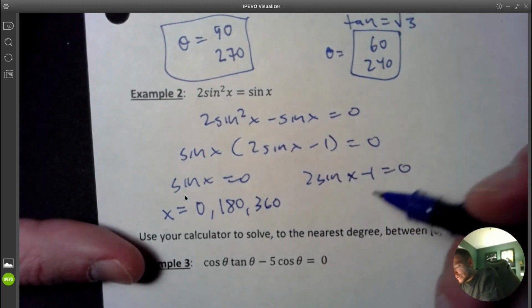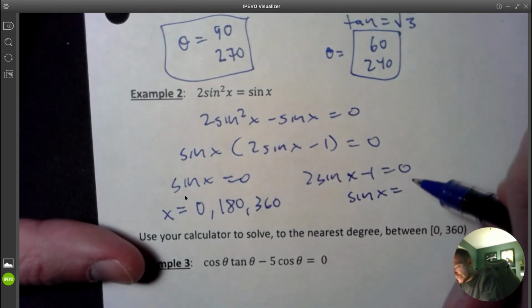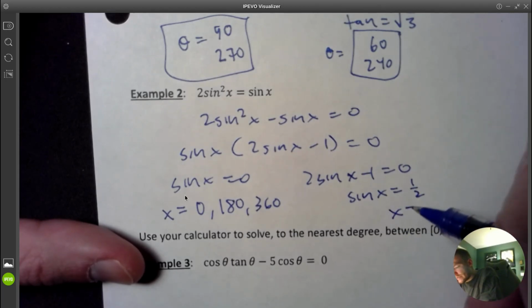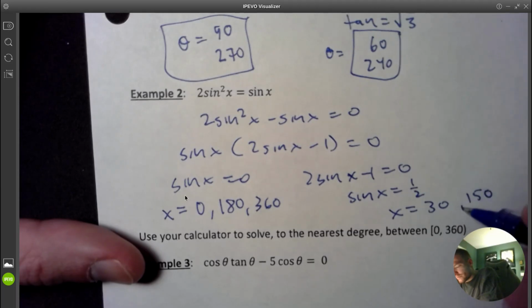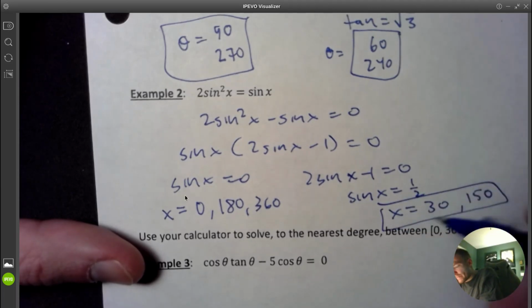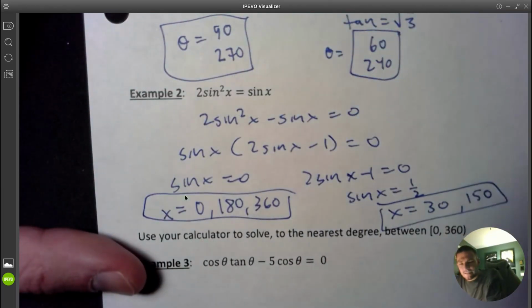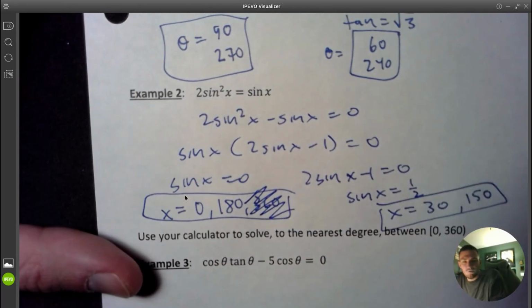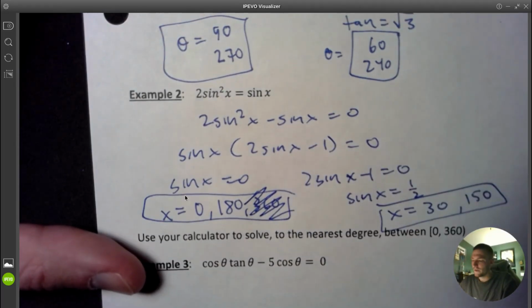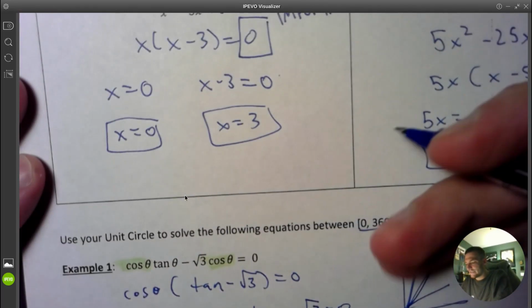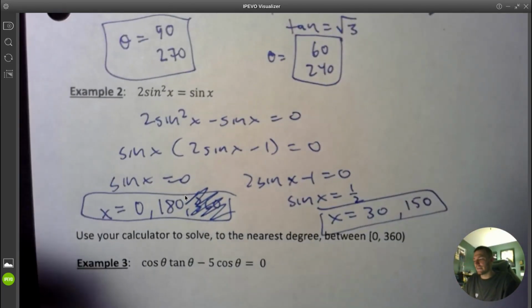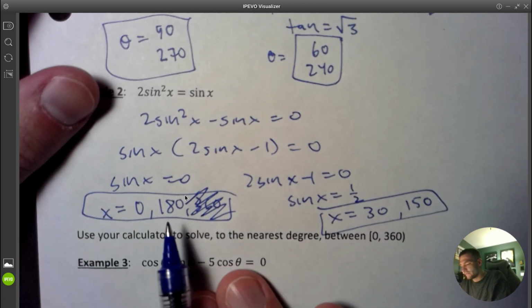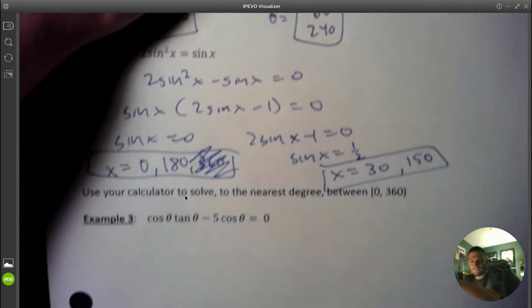Then I'm going to add 1 and divide by 2. Sine x equals 1/2. That would be at 30. I only want the positive values, 150. And hopefully you caught my mistake. We don't want 360, okay? We are not including 360. We have a parentheses instead of a bracket, so 360 doesn't count. There's my 4 answers, 0, 180, 30, 150.